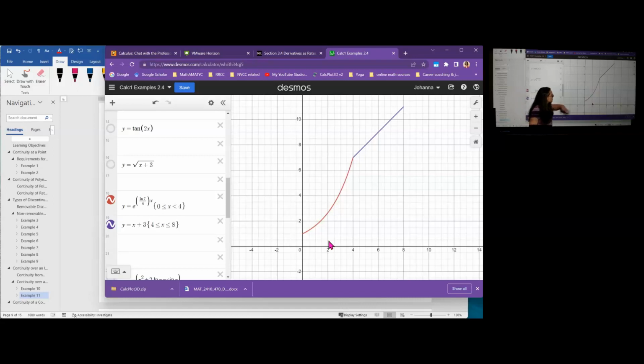So you can see that the exponential part starts here and goes up, and then the linear part connects. And notice that right here, they're at the same spot. On the exponential function, it's a hole, but on the line part, it's filled in. So they actually connect. You can draw without picking up your pencil.